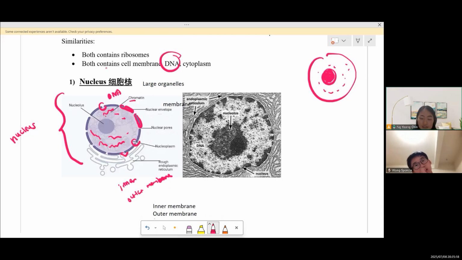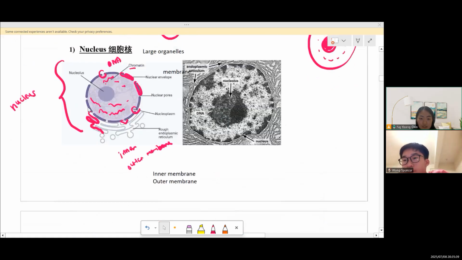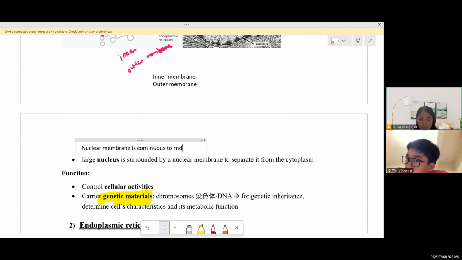And then just now I mentioned that the outer membrane of the nucleus is continuously joined to the external rough endoplasmic reticulum. That means the nuclear membrane is continuous to the endoplasmic reticulum. I didn't write it, maybe I can write here: the nuclear membrane is continuous to the endoplasmic reticulum. So this is their characteristic.